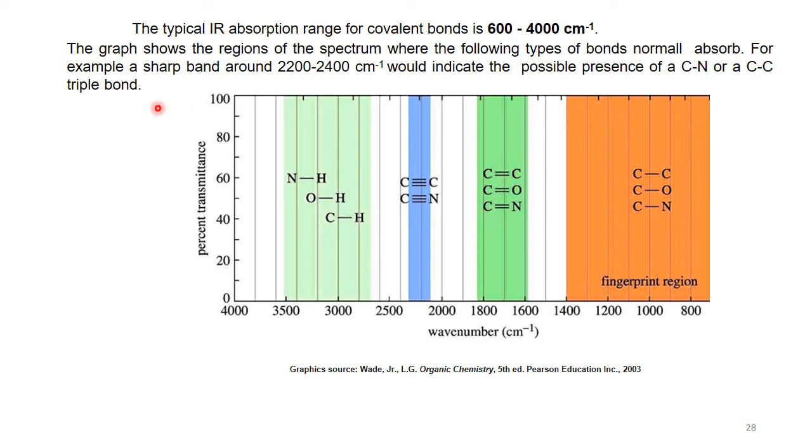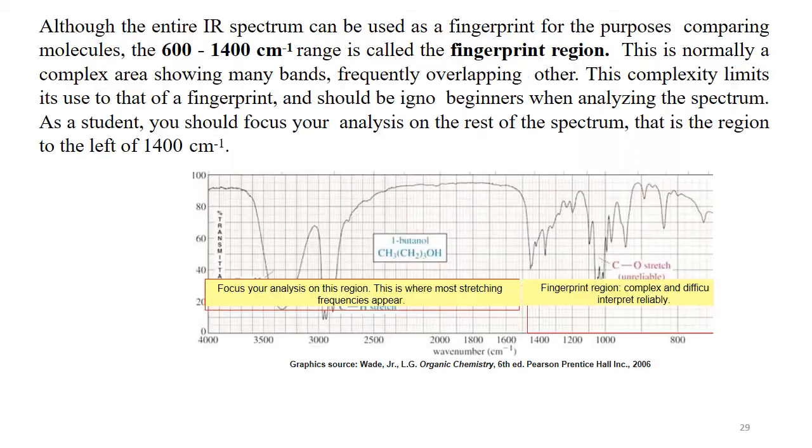For example, a sharp band around 2200 to 2400 cm⁻¹ would indicate the possible presence of a C≡N or C≡C triple bond. This is the fingerprint region, from 400 to 1500. The 1600 to 1840 region shows the double bond presence. Then in the blue region it will show the triple bond presence, and in the last part of the absorption region it will show the bonds with nitrogen, oxygen and carbon.